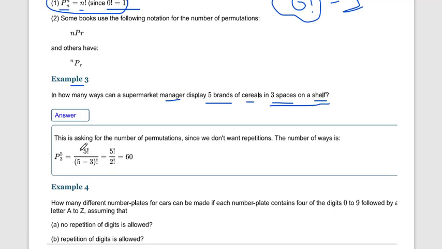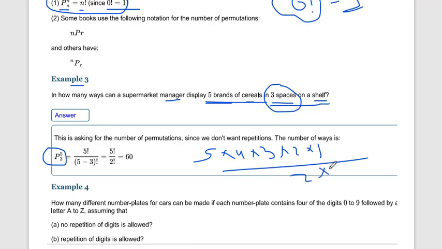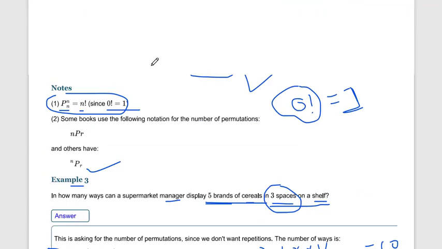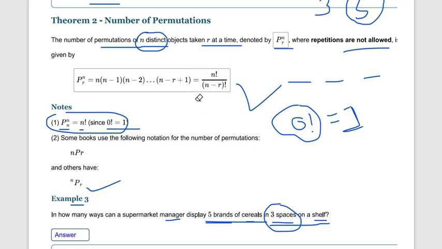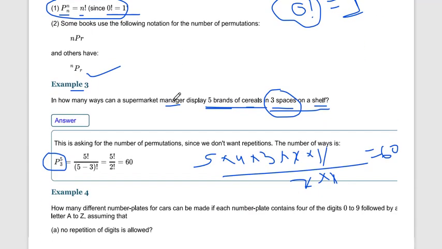We use the formula of nPr, 5P3, where n is equal to 5 and r is equal to 3 spaces. So 5 factorial upon (5 minus 3) factorial, which is 5 factorial upon 2 factorial. 5 factorial means 5 into 4 into 3 into 2 into 1, and 2 factorial is 2 into 1. 2 cancels, 1 cancels. 5 into 4 into 3 is equal to 60. So you have to remember this formula to solve these types of examples.